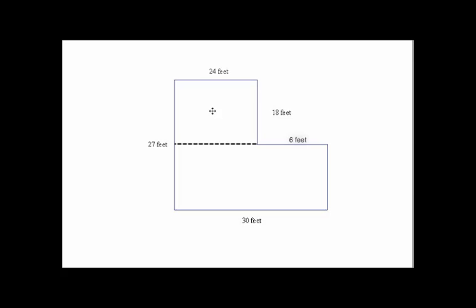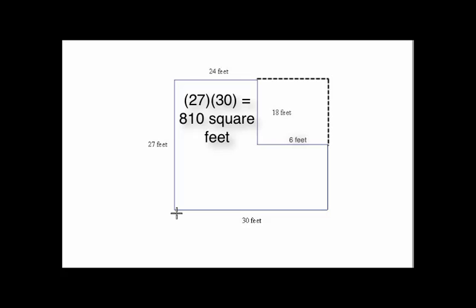Let's look at this a slightly different way. Instead of seeing this as two separate rectangles, let's look at this as a single rectangle with this piece cut out. So that would make the total height of the original rectangle 27, and the base 30, which gives us a total of 810 square feet.